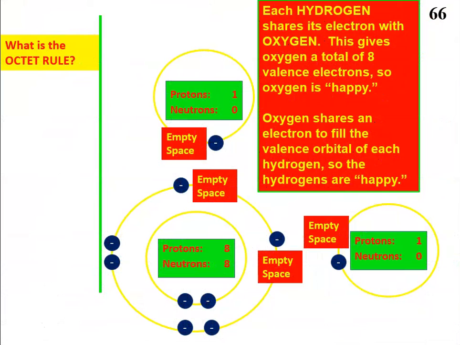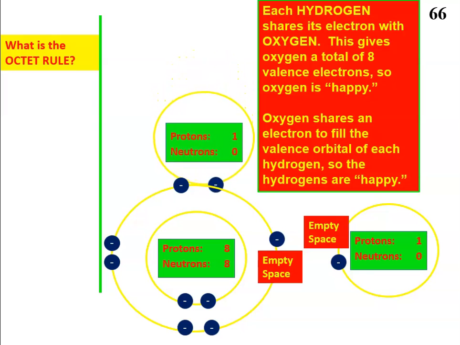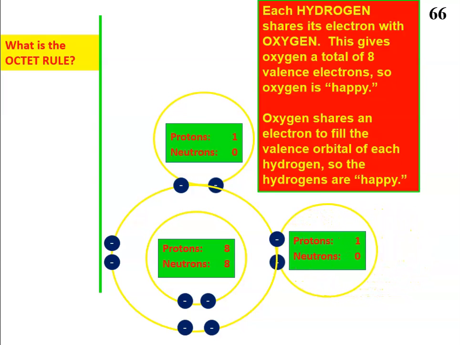So if 2 hydrogens come near an oxygen, each hydrogen shares its electron with the oxygen, and this gives the oxygen a total of 8 valence electrons. So the oxygen is happy. The oxygen shares an electron to fill the valence orbital of each hydrogen, so the hydrogen atoms are happy. If you look at this configuration, you'll notice that each hydrogen has 2 electrons. That fills its valence orbital. And the oxygen has 8 electrons in its outer orbital, and that fills its valence orbital.